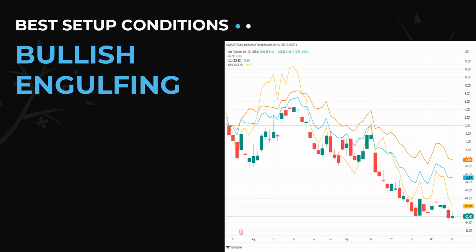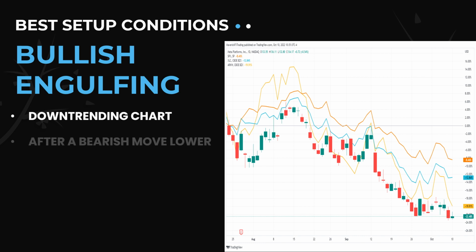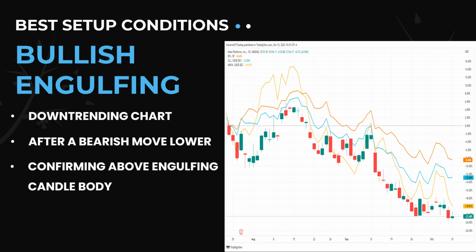So the best setup conditions, downtrending chart. That's kind of weird, right? Because it is a bullish pattern. Well, it's going to be counter trend after a bearish move lower. So not consolidating, not bouncing, but extending its move to the downside. I had the 3 candles there. 4, 5 might be better. Just an extended move to the downside and then getting that bullish engulfing pattern would be ideal. Confirming above the engulfing candle's body, right? We need the confirmation, and we need that confirmation quickly. The next day would be ideal.